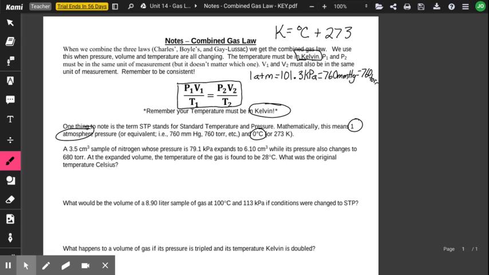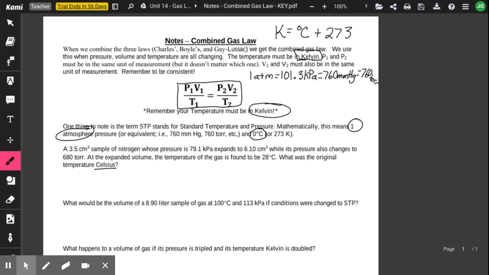At the expanded volume, the temperature of the gas is found to be 28 degrees Celsius. What was the original temperature in Celsius? Now, here's the thing. Again, your question is asking for Celsius, and they give you the problem in Celsius. So your initial response is to think, okay, I can just keep it in Celsius. No, you can't. Before you do anything else, you need to convert your Celsius into Kelvin. Then when you're all said and done, you can convert it back into Celsius.